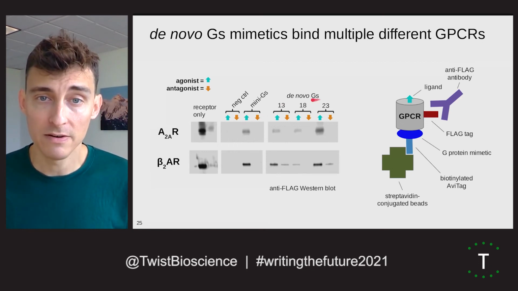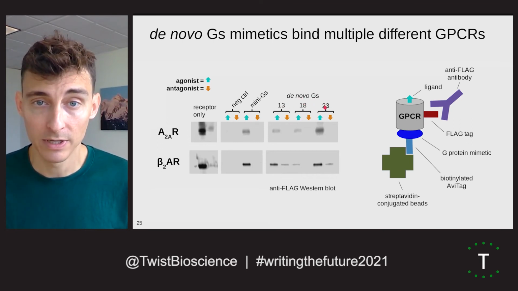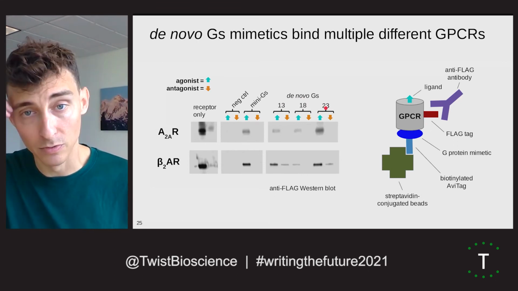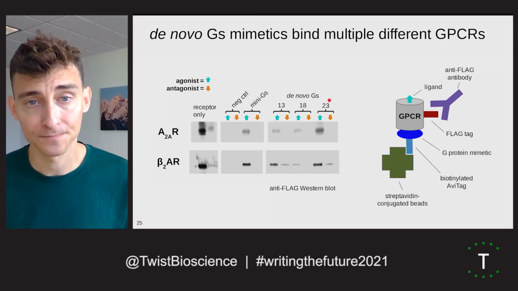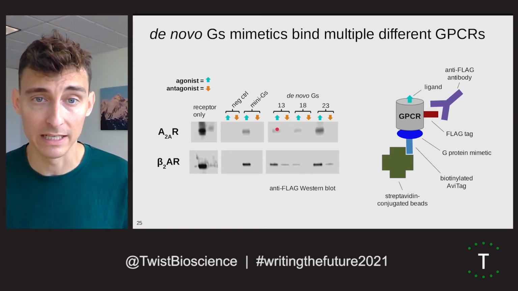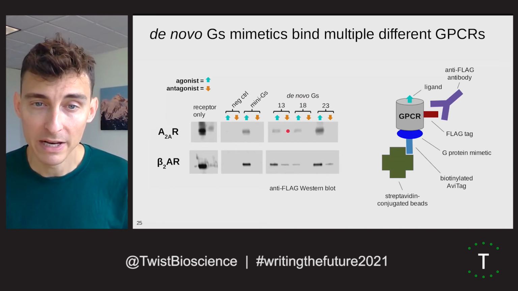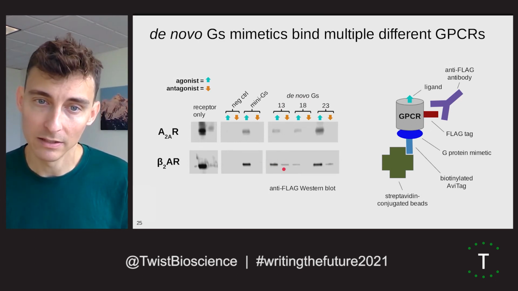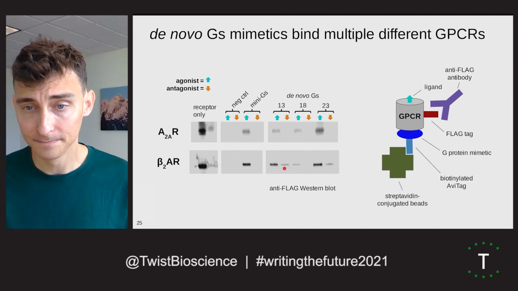And then 3 of our de novo Gs mimetics, design numbers 13, 18, and 23. These are just arbitrary numbers. They don't relate to the design quality, just the order in which they appeared in our gene synthesis. You can see we're able to get conformationally selective pull down, where we get pull down in the presence of agonist and not in the presence of antagonist. Beta-2 is interesting in that we're getting greater pull down in the presence of the agonist, but we're still seeing a little bit of weak pull down in the presence of the antagonist. We're looking into why we're seeing this.